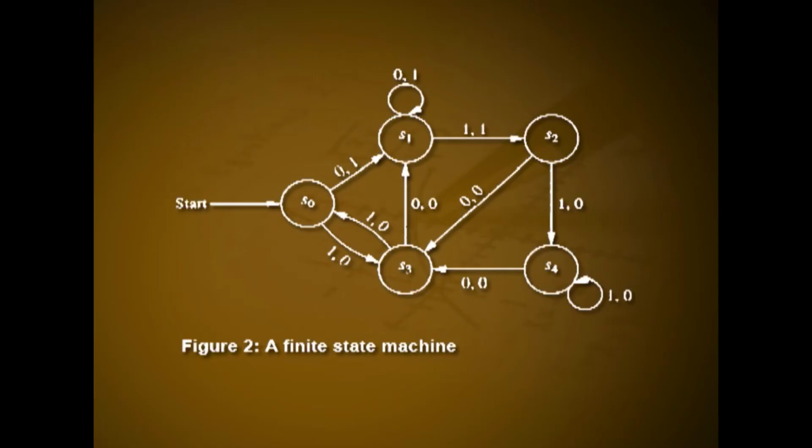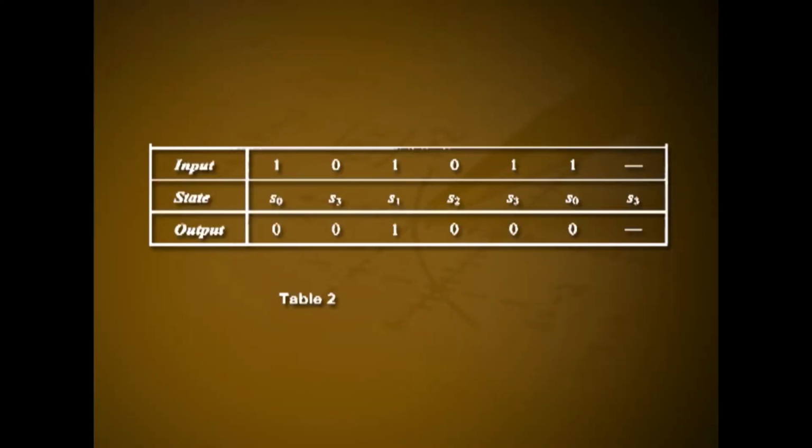Hence, we can extend the definition of the output function g to input strings so that g of x is equal to y, where y is the output corresponding to the input string x. We will move on to one example. Find the output string generated by the finite state machine in figure 2 if the input string is 101011. The solution: the output obtained is 001000. The successive states and outputs are shown in table 2.